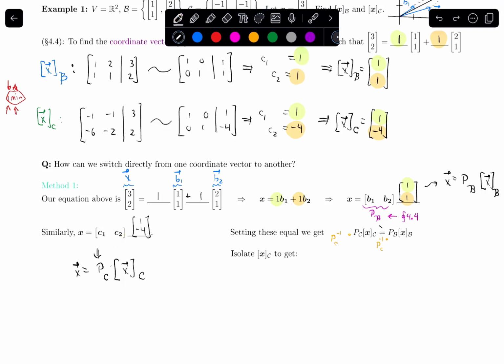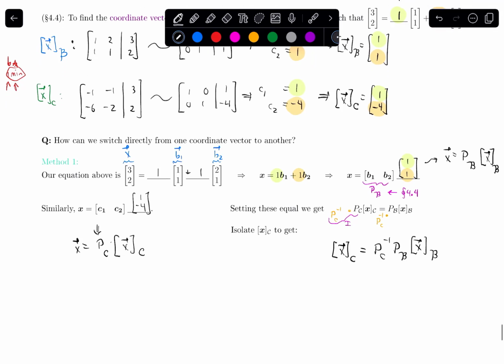Okay, so if I multiply both sides by PC inverse on the left-hand side, well, this inverse times PC is just equal to I. And I times this coordinate vector just gives me that coordinate vector. So we get the coordinate vector of x in terms of c equals PC inverse times PB times the coordinate vector of x in terms of the basis b. So the question we were trying to ask is, is there a way we can quickly switch from one coordinate vector to another? And it turns out that this matrix does that for us.